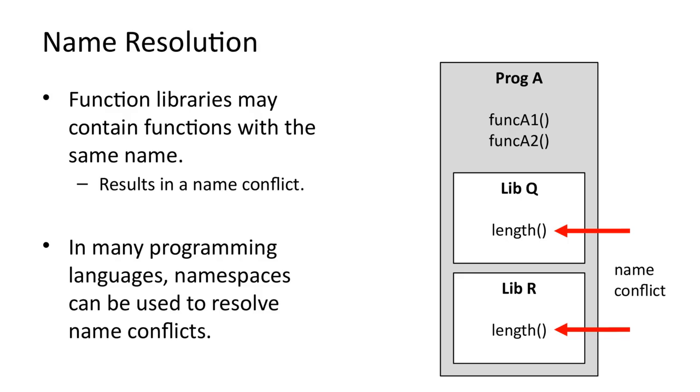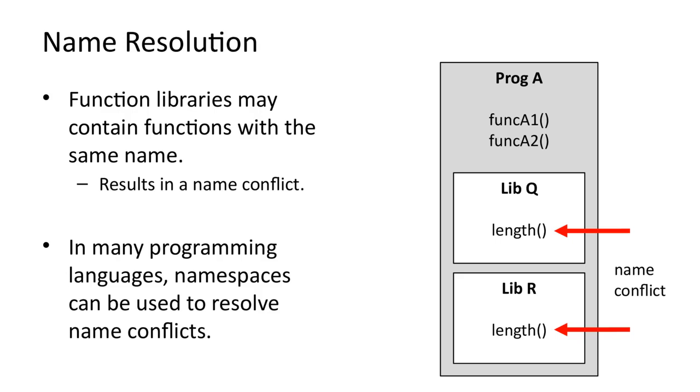A program may use libraries developed by different people. These libraries may contain functions with the same name. In the example, libraries Q and R both have a function called length. This can result in a naming conflict. When you call the function, it may not be clear which function you are referring to. Different programming languages have different approaches to resolving this.